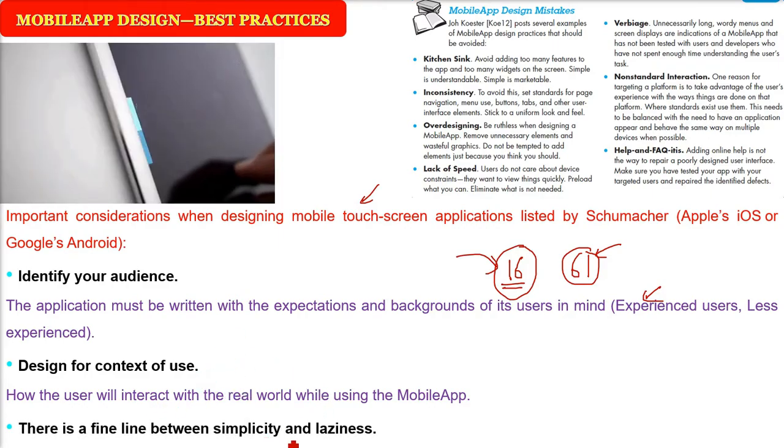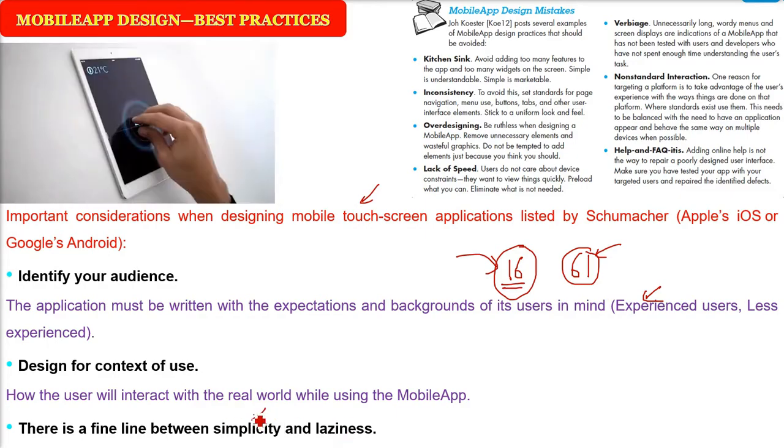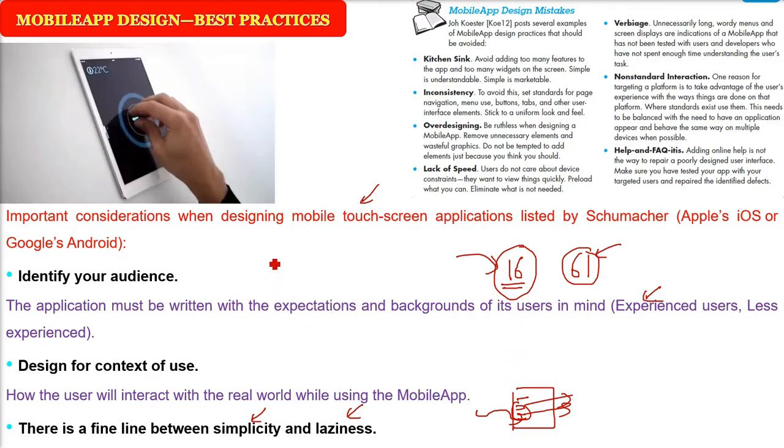There is a fine line between simplicity and laziness. You want to make the app as simple as possible. But you're so lazy to give certain things, saying, oh, I'm just making it simple. So making it simple and being lazy are two different things. Don't be lazy. The KISS principle you should follow: keep it simple. But don't avoid those things which are important for the user.